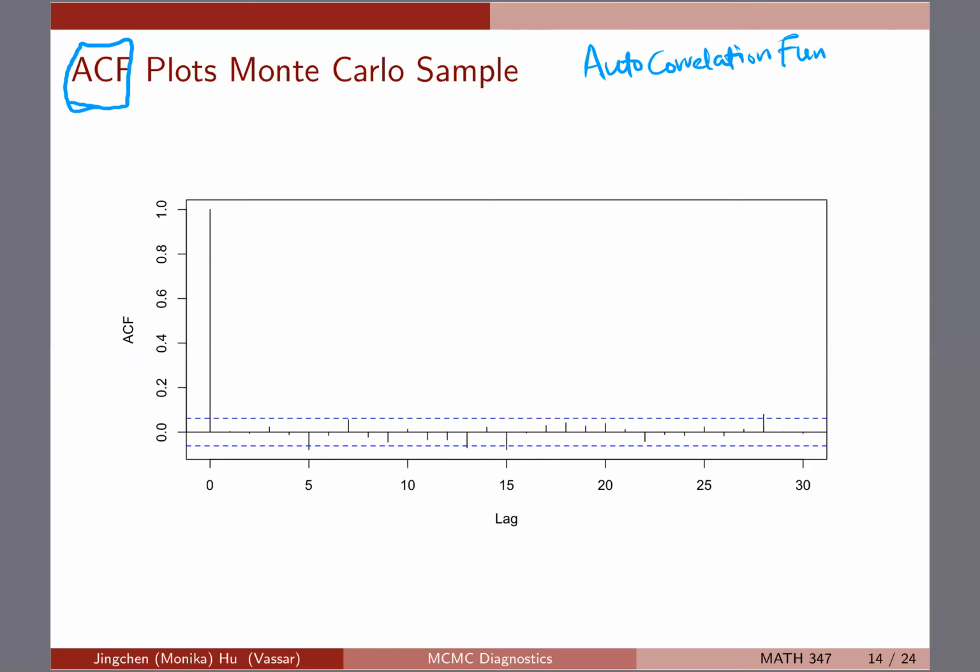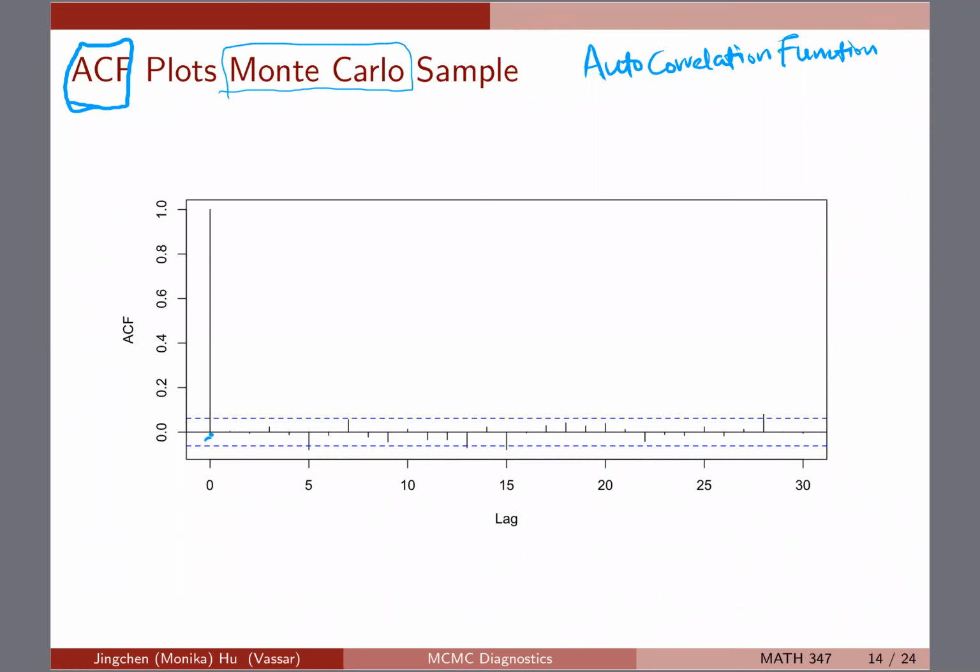It's autocorrelation because it's the same parameter, but different draws. So this plot right now is the autocorrelation plot for the Monte Carlo. Because the Monte Carlo draws are independent, as in the first example, you see that the autocorrelation with itself is 1, and with everything else it dies down pretty quickly because they're independent from each other. So this is what we would like to have.